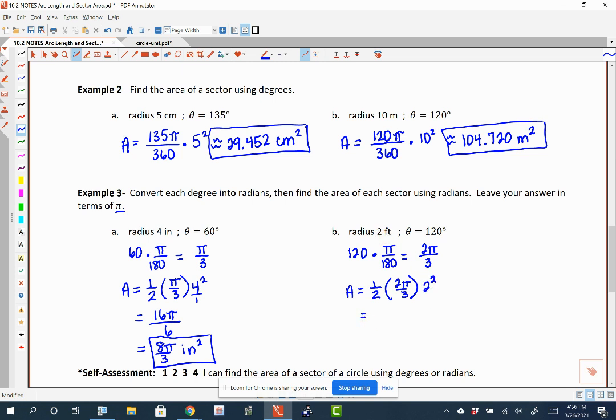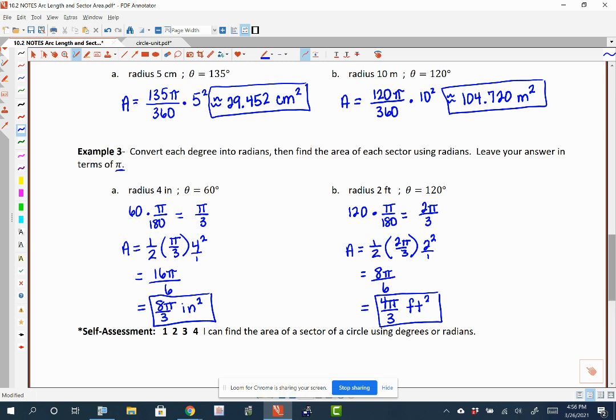So again, I probably wouldn't use my calculator too much. We can just simplify across our numerator. So 1 times 2 pi times 4, 2 squared is 4, 4 times 2 would be 8. So we end up with 8 pi, and then our denominators again are 2 times 3 times 1. So when we simplify, both of those are divisible by 2. So 4 pi over 3. And this time our units are feet, so feet squared, because we're finding the area of a circle, or a sector, excuse me.